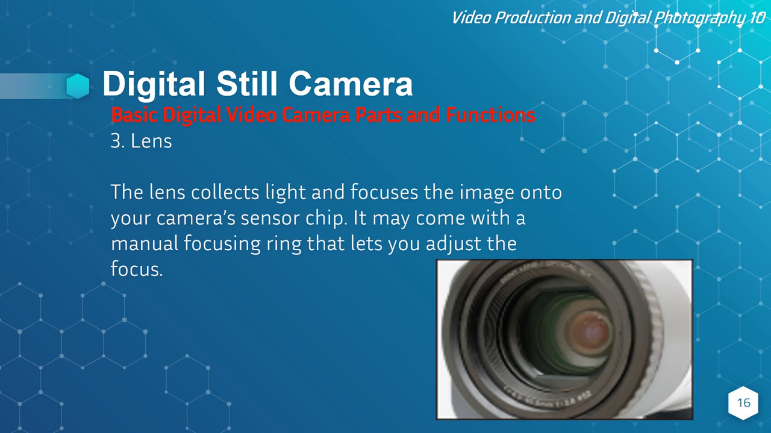The third one naman is the lens. Yan. As a part of a digital video camera. So, para saan po ang lens? It collects light and focuses the image onto your camera's sensor chip. It may come with a manual focusing ring that lets you adjust the focus. So, yung nakikita natin pagka halimbawa nakakita tayo ng digital cameras, okay, yung mga mahahaba sa unahan ng camera, yun ay lens. It collects light and focuses. Yun yung mga nagfo-focus, yun yung mga nagpapalapit sa subject. Yan ang ginagawa ng lens.